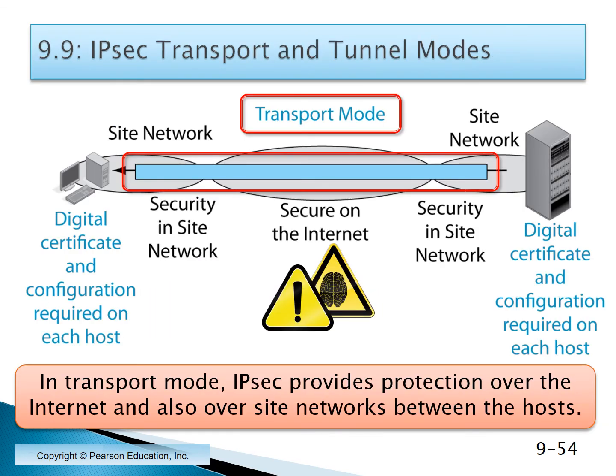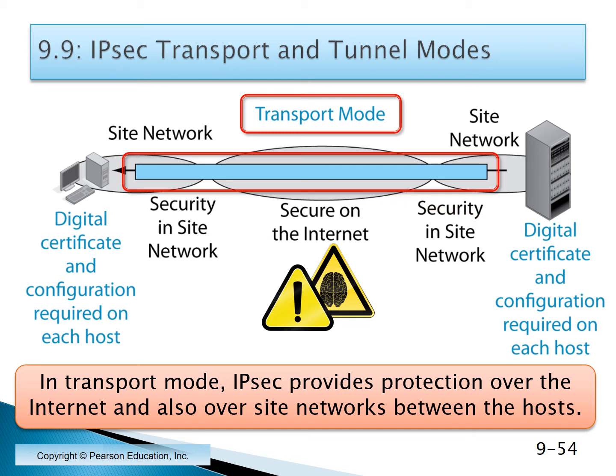So this one is the transport mode. In the transport mode, IPsec provides protection over the internet and also over site networks between the hosts. That means even within this organization's own network is protected. Right, so this one is called the transport mode. It's kind of like from host to host, right?